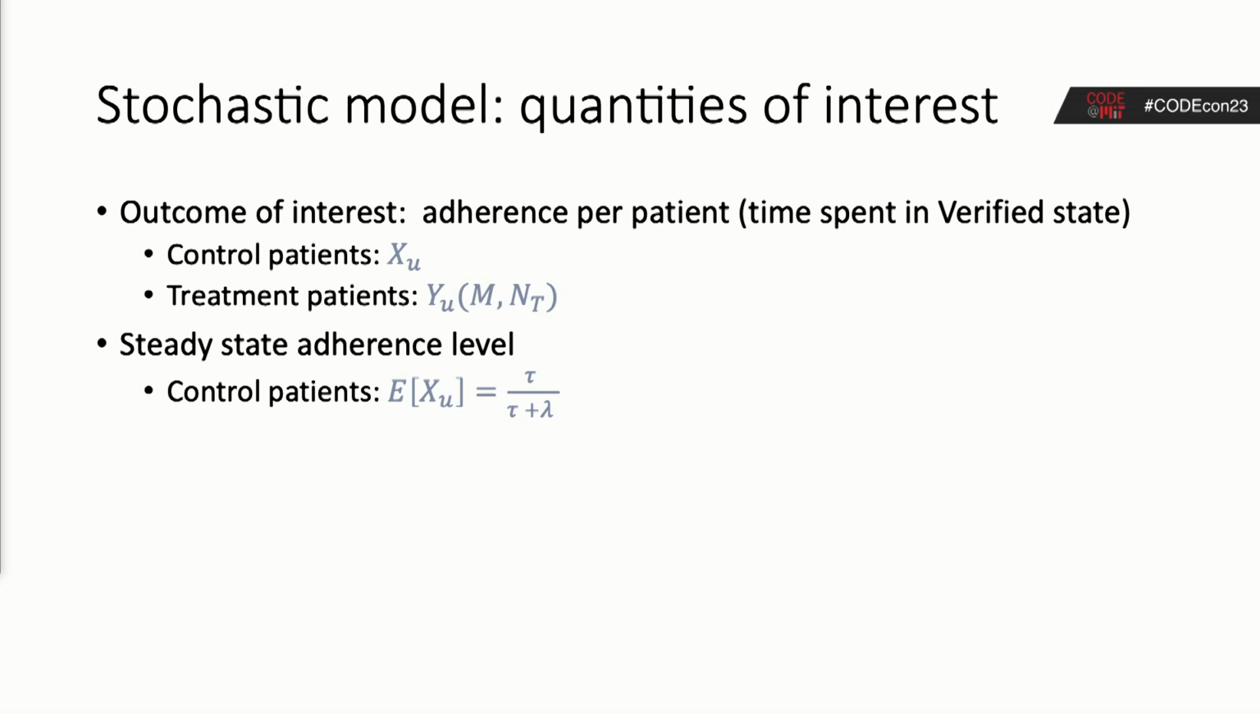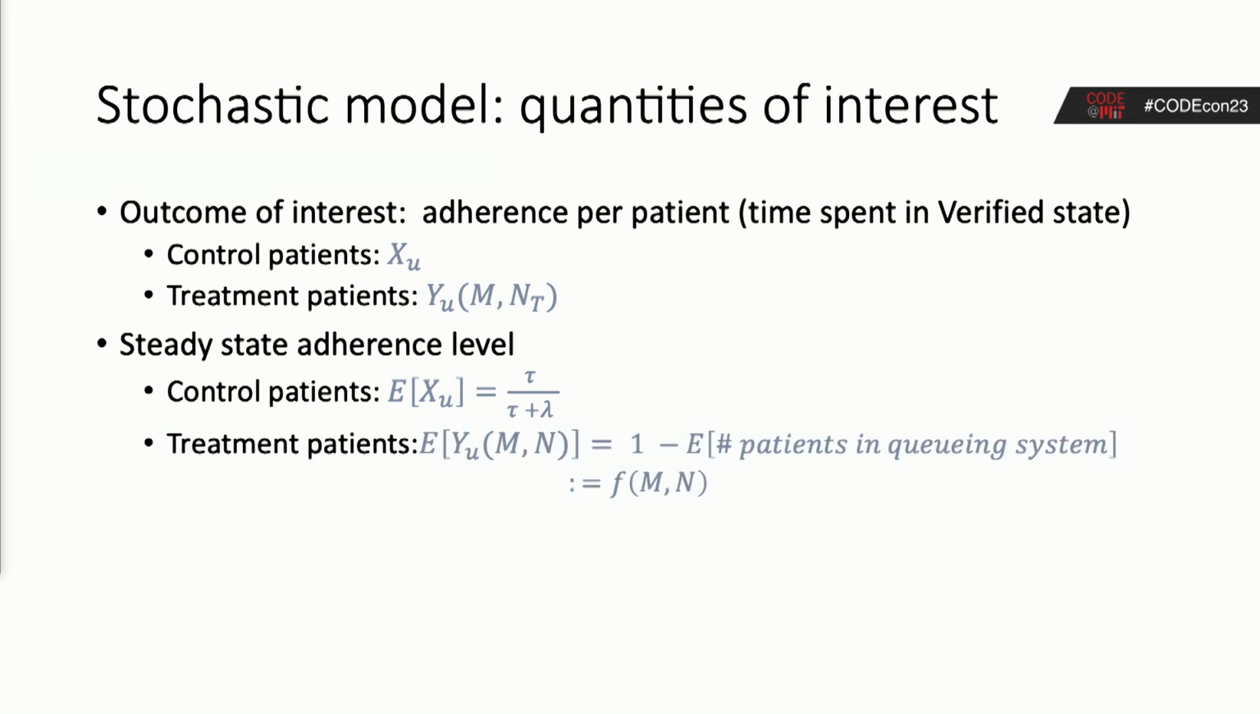For control patients, this is very easy to quantify using just the parameters we saw before. For treatment patients, it turns out that the proportion of time they spend verified is 1 minus the expected length of the queue. Sorry, that should be normalized by n. And so this is a function of m and n.